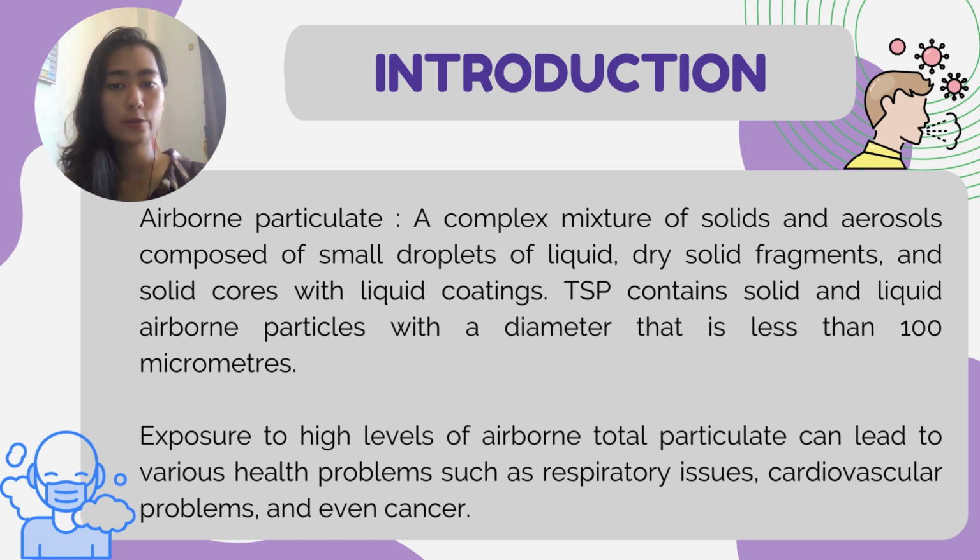As an introduction, what is airborne particulate? Airborne particulate is a compact mixture of a solid and aerosol composed of small droplets of liquid, dry solid fragments, and solid cores with a liquid containing. And this TSP contains solid liquid airborne particles with a diameter that is less than 100 micrometer. So basically, the dust around us and the contaminant around us can be called airborne particulate. And the high exposure level of airborne total particulate can lead to various health problems such as cardiovascular problems, respiratory issues, and even cancer.